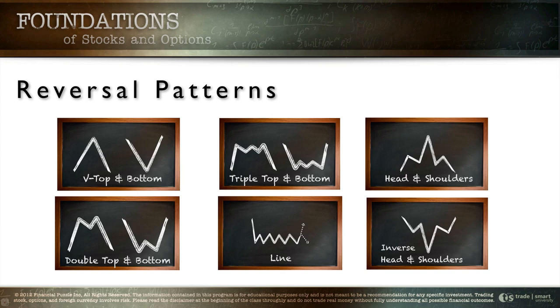We looked at the V top and the V bottoms. We looked at triple tops and triple bottoms, head and shoulder patterns. We looked, of course, at the inverse head and shoulder, which is the upside down version of the head and shoulder pattern. And we looked at the double tops and double bottoms, and we discussed the line pattern. Those were the 6 reversal patterns that we discussed in the last class.